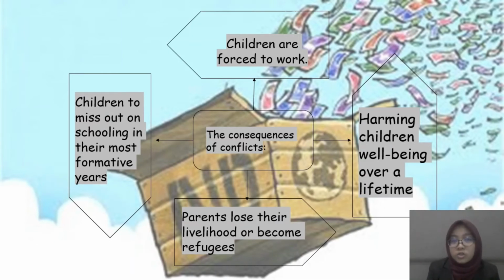Proceed to the consequences of the conflicts. First, children are forced to work. When conflicts such as war happen, children are going to miss out on their schooling, and parents will lose their job and their livelihood and become refugees. Our conflict will harm children's well-being over a lifetime. There are so many consequences that will harm our children's future.